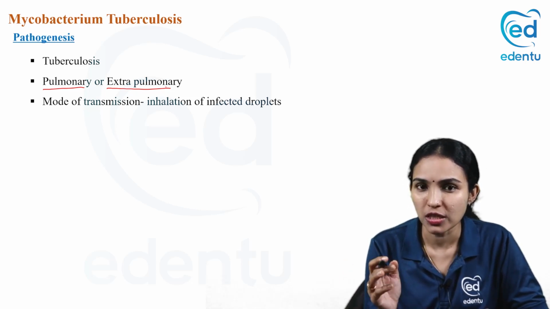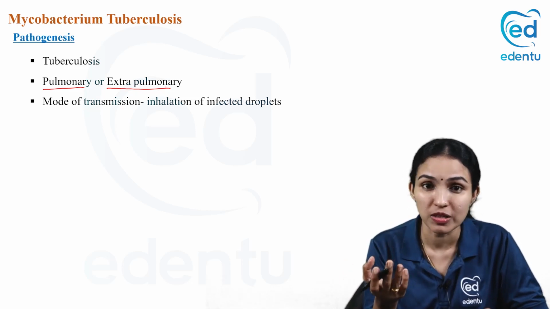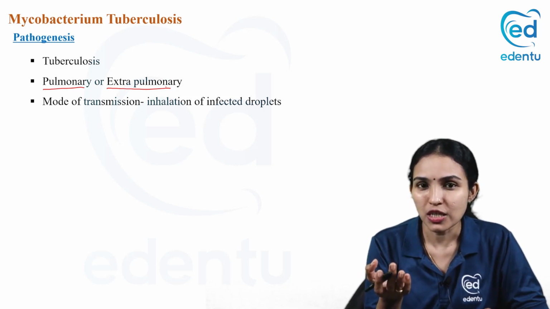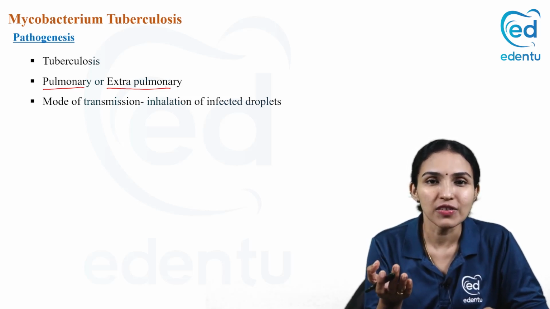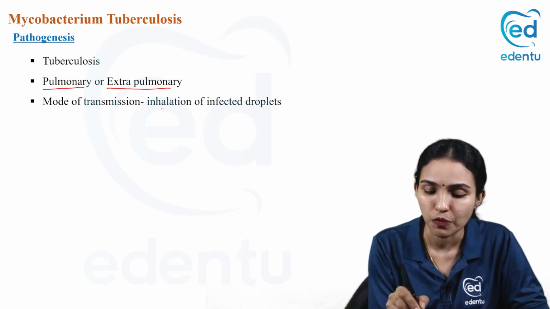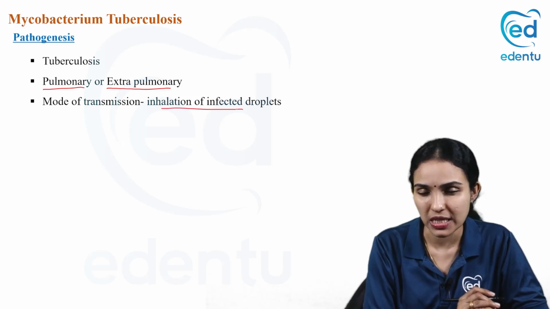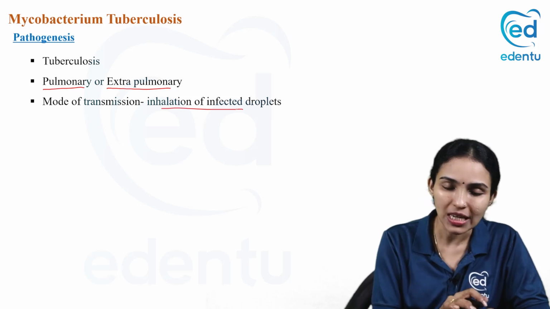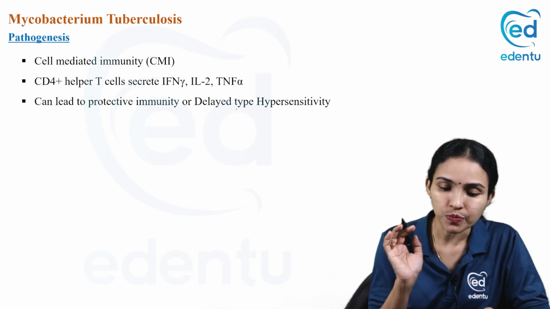The mode of infection: we know a mask will protect against tuberculosis, isn't it? It actually has a similar kind of mode of transmission like the coronavirus. So it is through inhalation of the infected droplets. So it's a droplet transmission. Inhalation is the mode of infection.